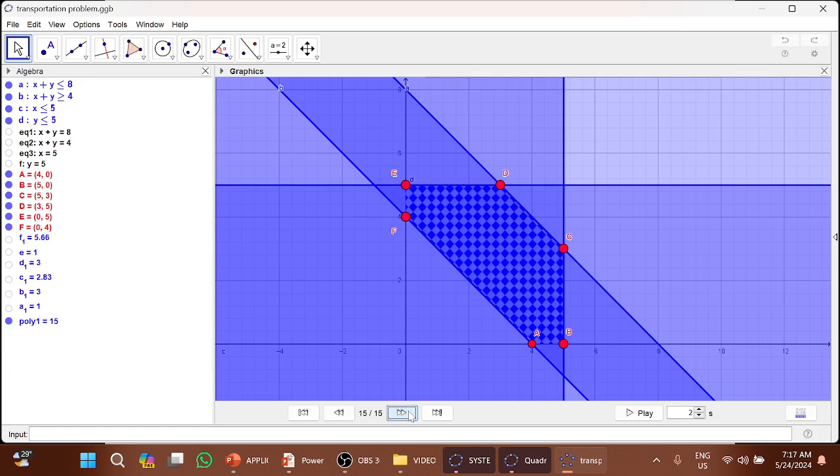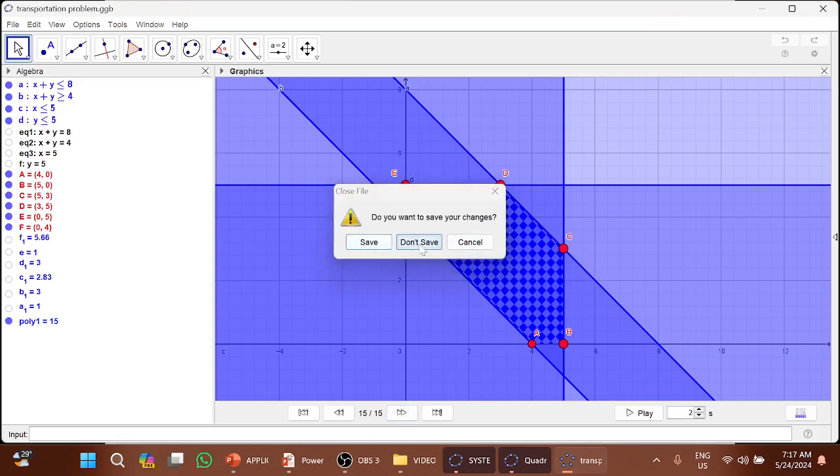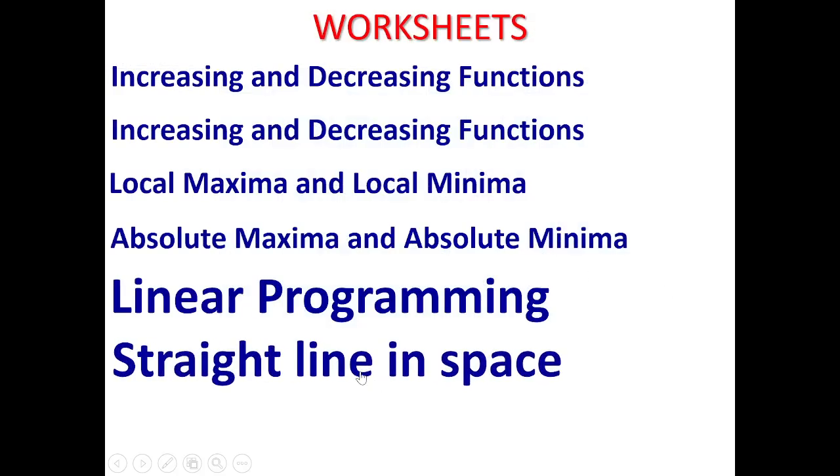Anyway, they are going to do it on a graph sheet. After doing it on a graph sheet, they can compare it with this GeoGebra graph sheet. They can learn better. Well, now let us move on to straight lines in space.